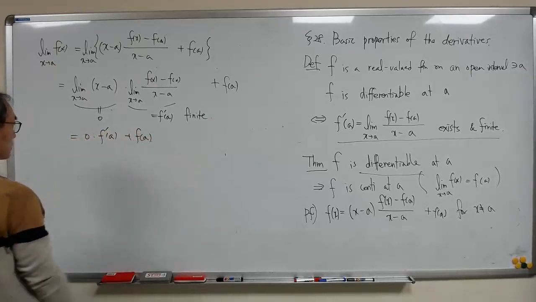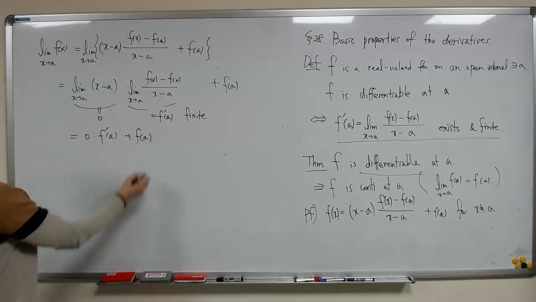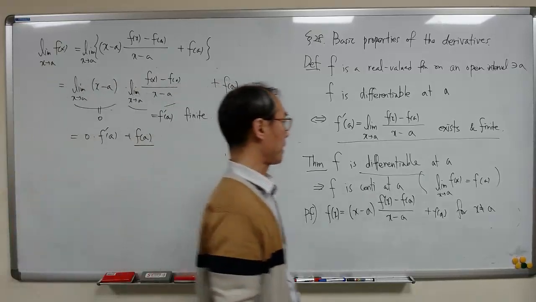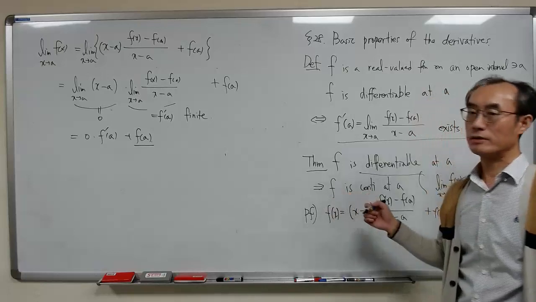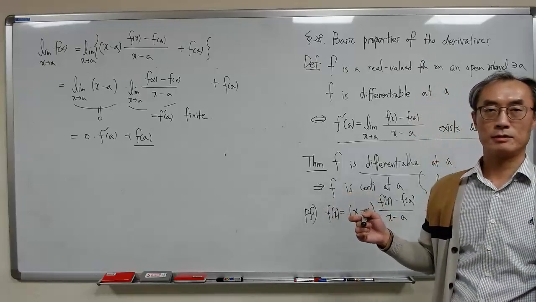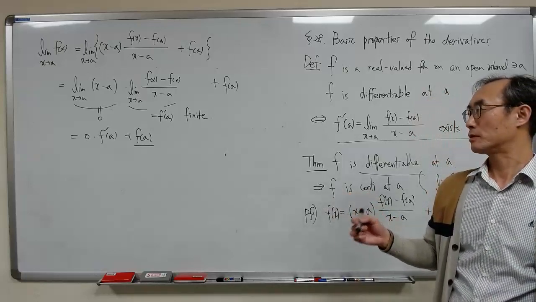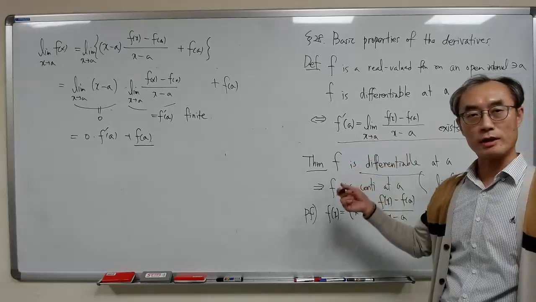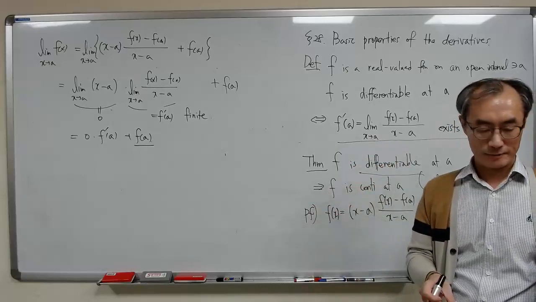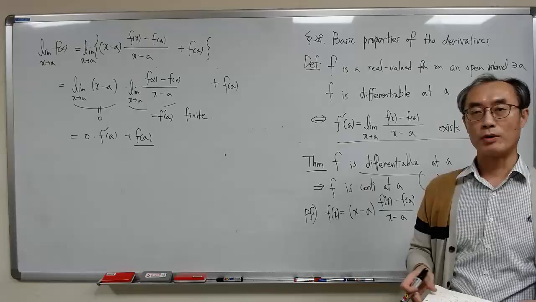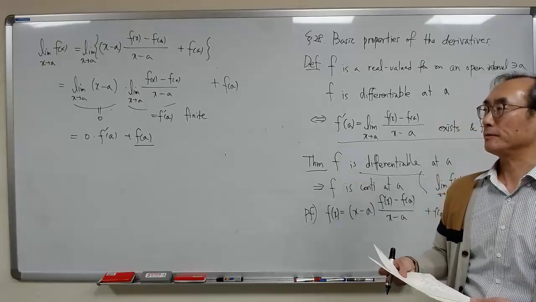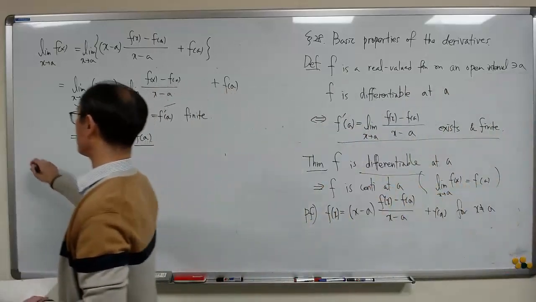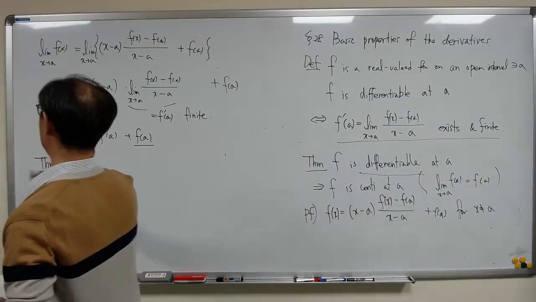So the whole expression should converge to f of a. That means the function f is continuous at that point. Right? So differentiability automatically implies continuity. You don't need any additional continuity assumption. All right.